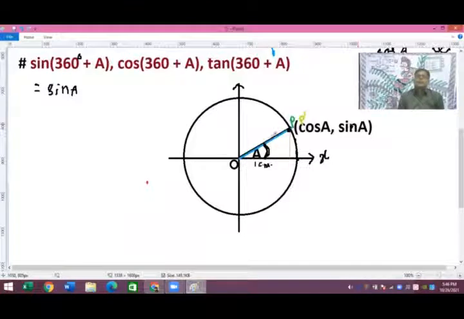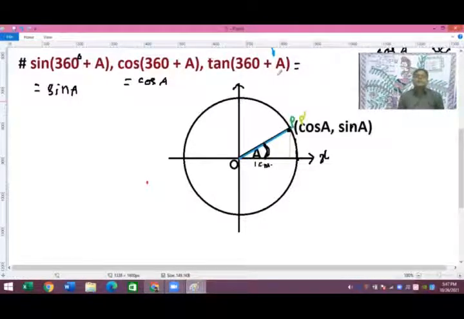When it was a, then it was sine a. Now when it is 360 degrees plus a, it is again in the first quadrant, so sine a is itself sine a. And similarly cos 360 degrees plus a, there will be no change, so that will be cos a again. And then what about tan a?